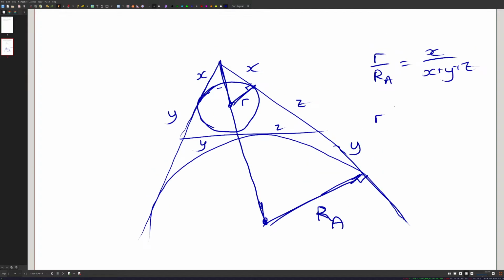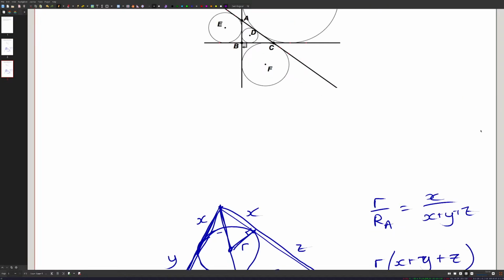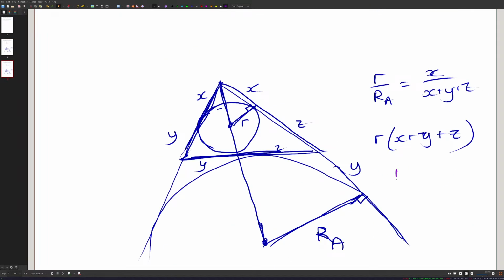And r times x plus y plus z is famously the area of this triangle over here. And so this suggests that RA times X should also be the area of this triangle. And now the question is, why is RA times X the area of this triangle? And the problem is, if you're trying to imagine it as a triangle somehow involving this side length and this side length, you're not going to get very far.